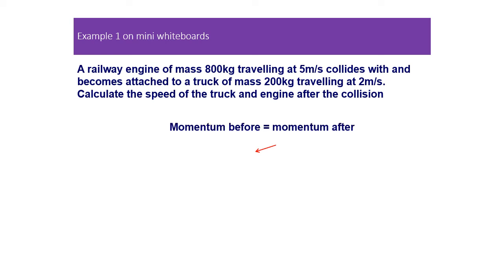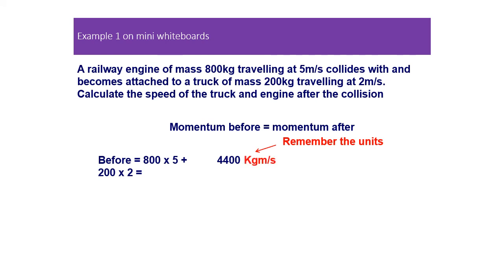So we would say momentum before equals momentum after. This is the law of conservation of momentum. First of all, I'm going to calculate the momentum before collision. Momentum before collision is the mass times speed of the engine plus the mass times speed of the truck. I will get the answer 4,400, and remember the units, which is kilogram meter per second. So this is the momentum before collision.